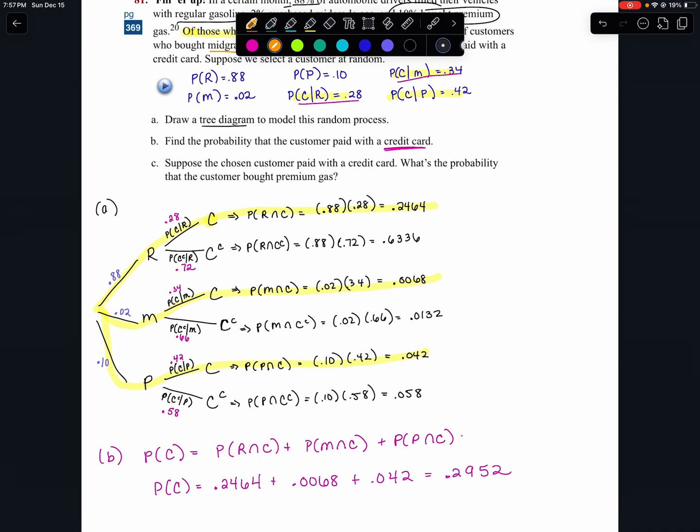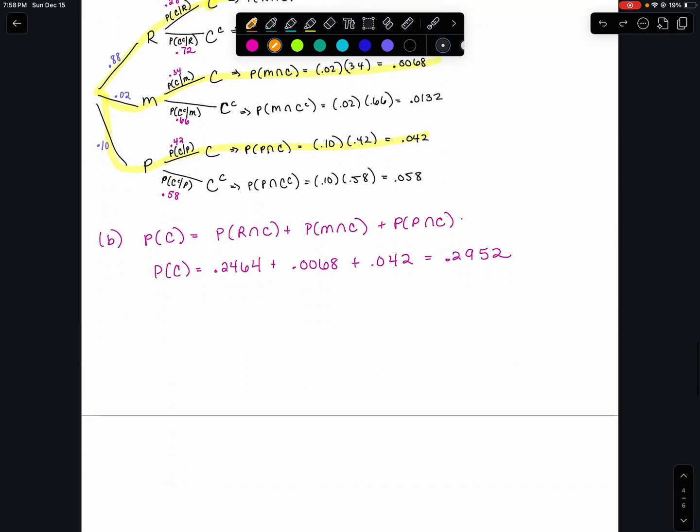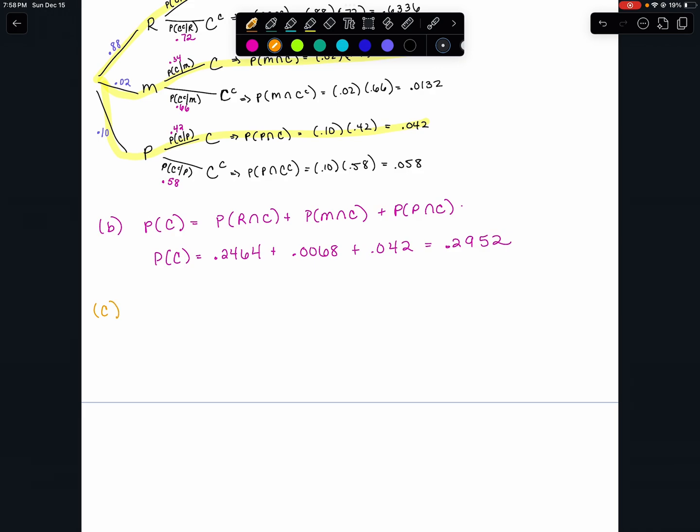All right, part C. Finally, here we have suppose that the chosen customer paid with a credit card. All right, suppose hidden conditional. So we know that they're paying with their credit card. What's the probability that the customer bought premium gas? Okay, they're not saying what's the probability that they bought premium gas. They gave us that. There were 10% of them there. They're saying that we know that they paid with a credit card. So that's a conditional broken up over two parts.